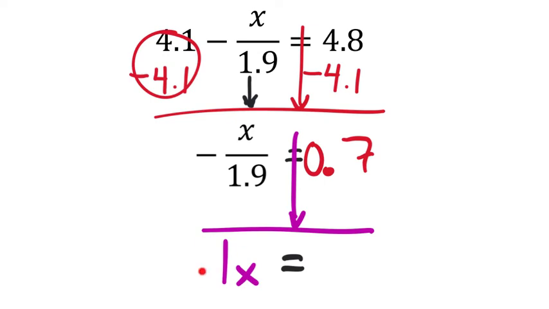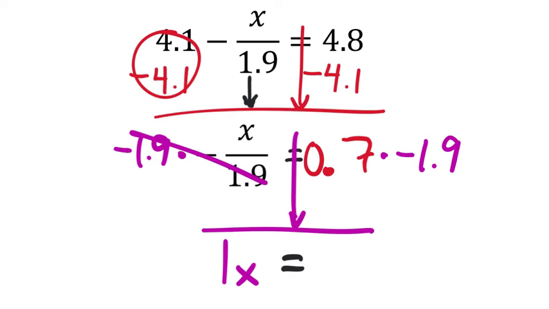Now when I say positive, I'm talking about the coefficient of x. I need to make it a positive one, not negative. I don't want this negative here. So I'm going to multiply this by not just 1.9, but negative 1.9. And if I do that to one side, I must do it to the other side as well. So that becomes a, well, it becomes a 1. And then on the right side, on my calculator, I've got to do 0.7 times negative 1.9, and I get negative 1.33.